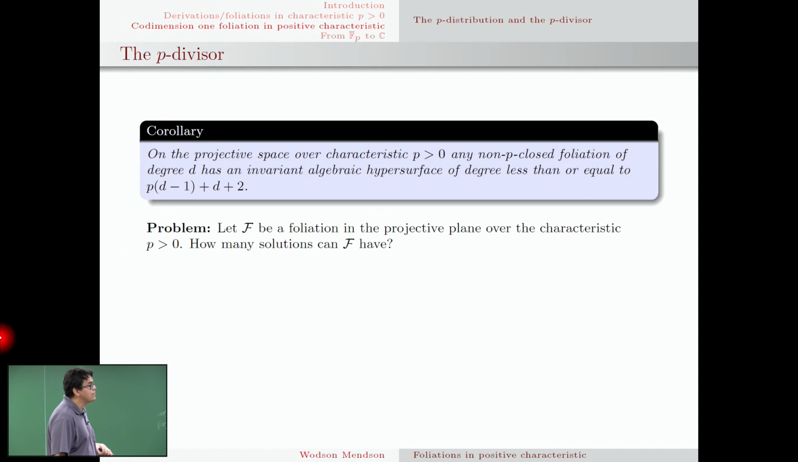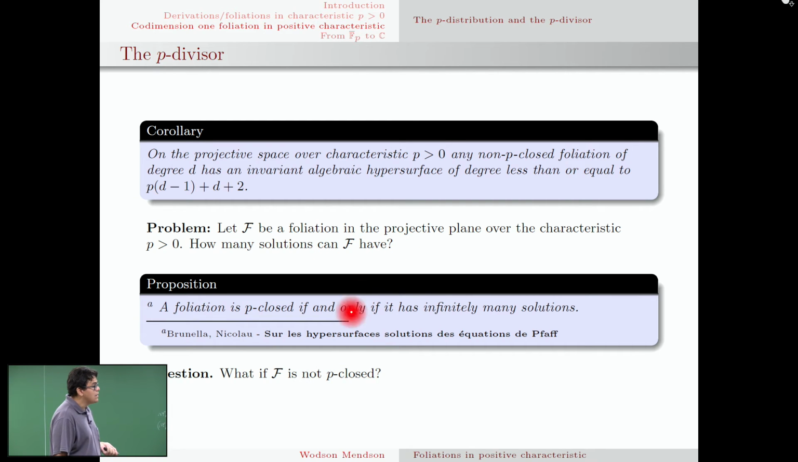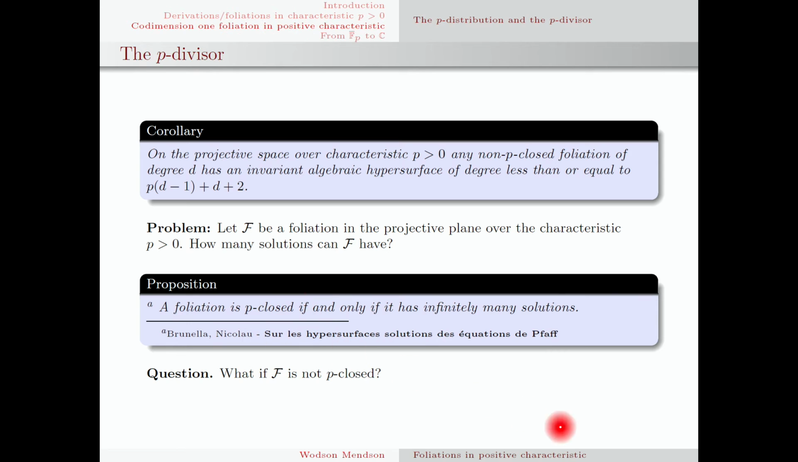The problem here is that I put this in the projective plane, but we can ask this in projective space, in characteristic p: how many solutions can f have? So reminding you of this result, f is p-closed if and only if it has infinitely many solutions. And what can you say about non-p-closed foliations?